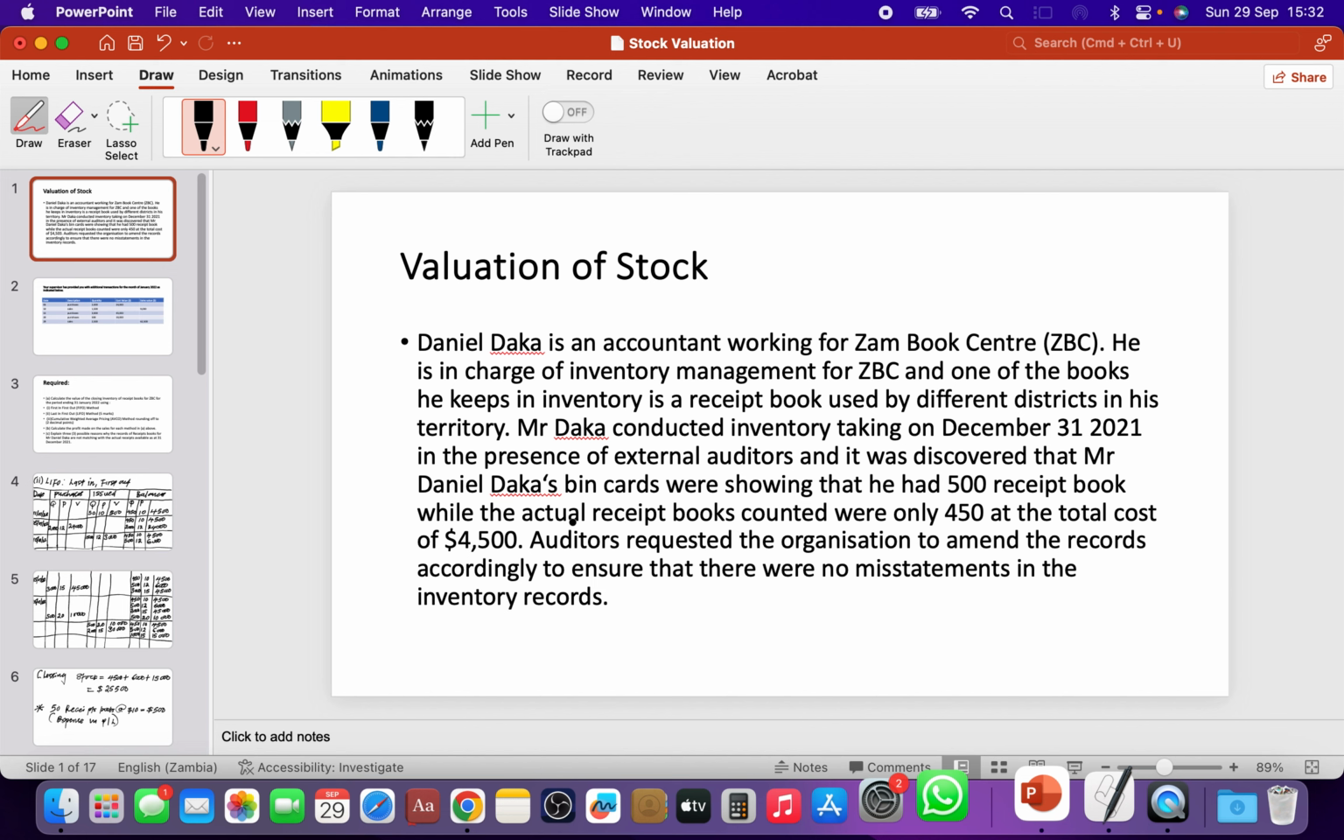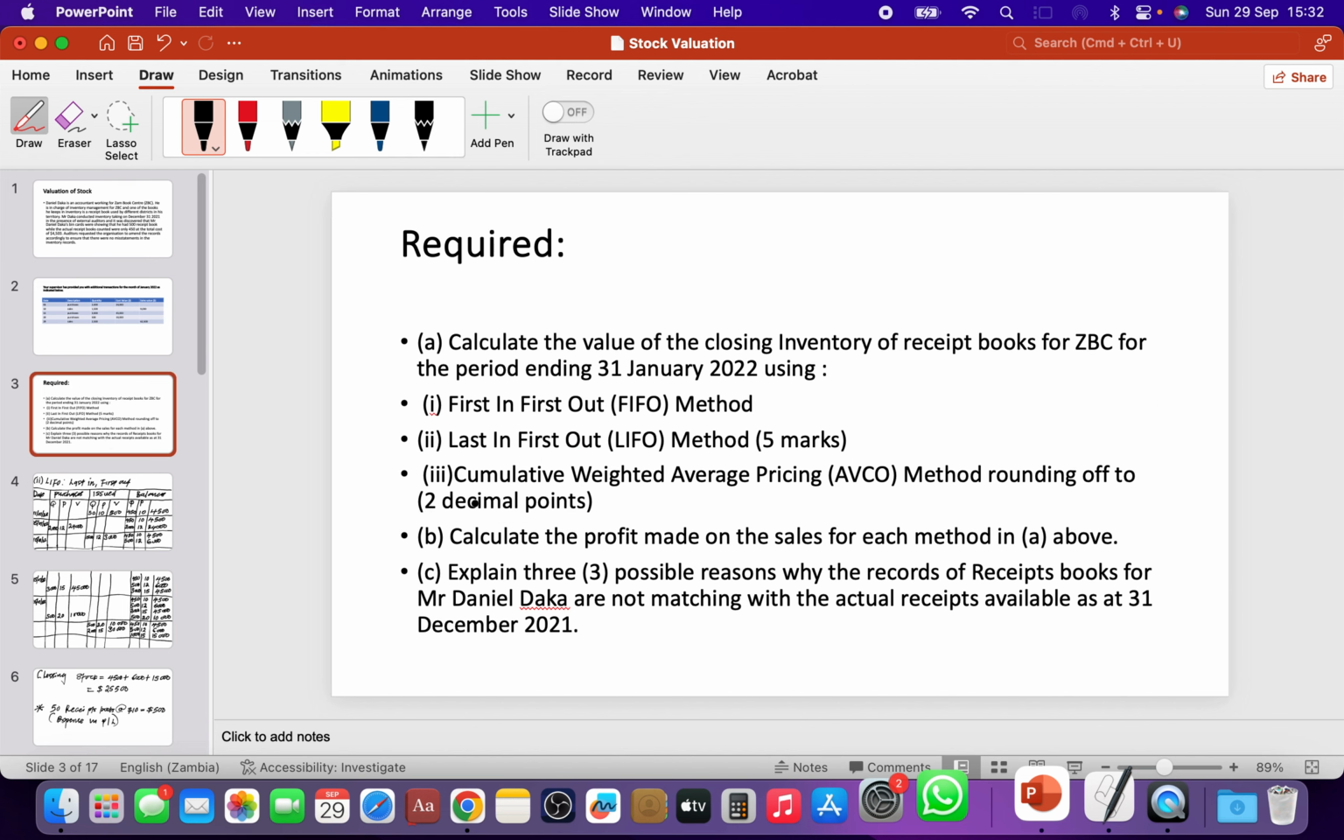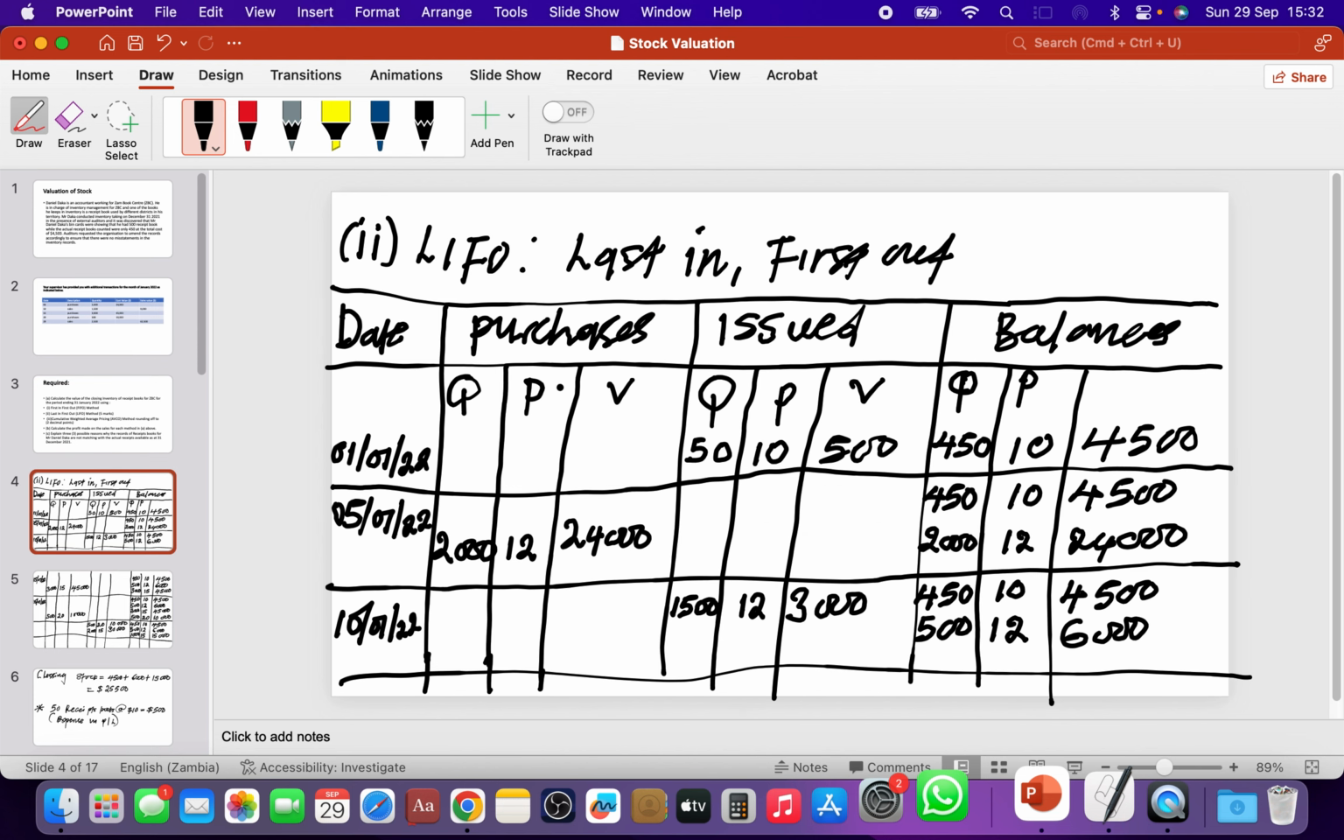The question we are answering is as follows: to value stock using LIFO, which is the method that we're looking at. This is the way in which we go about valuing our stock using LIFO, similar to what we did when we valued the stock using FIFO. We draw the table. The table will have 4 sections.